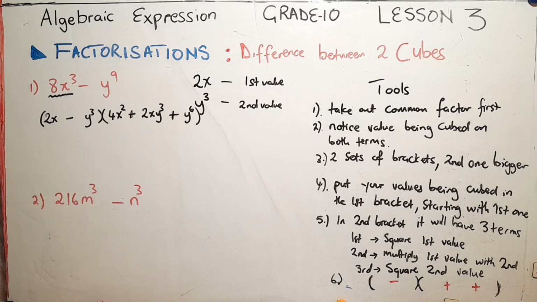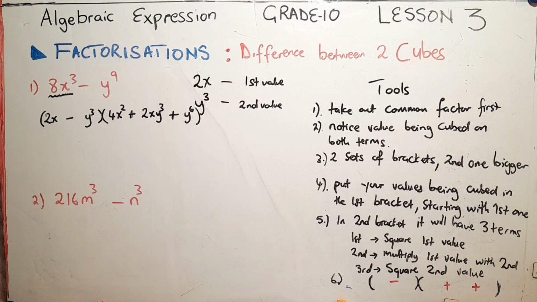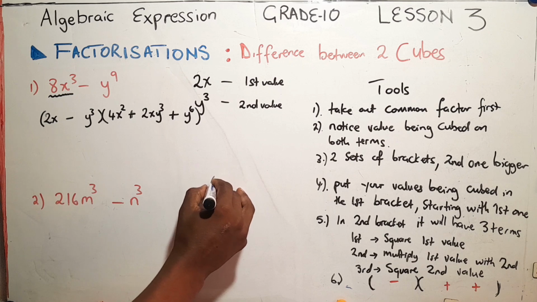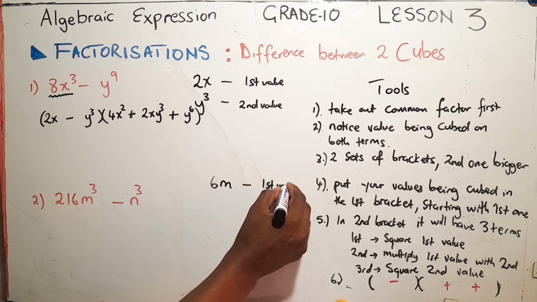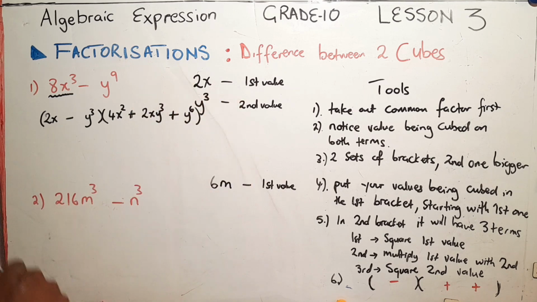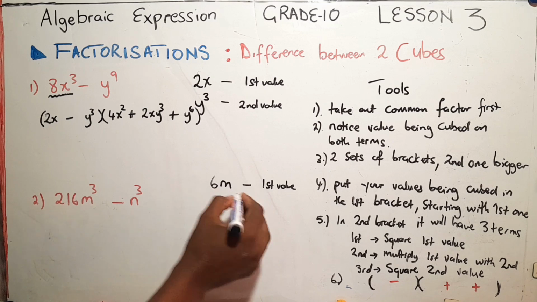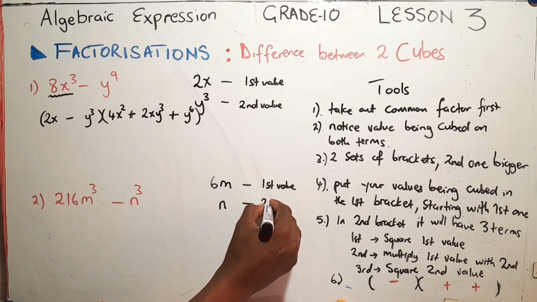So on this one as well, we don't have a common factor between the two terms. And now, which values are multiplying to give us this and that? So to get this, we are multiplying 6m. So 6m will be our first value that is being cubed to give us that. And our second value to be n. So n cubed will give us this. So this is our second value.